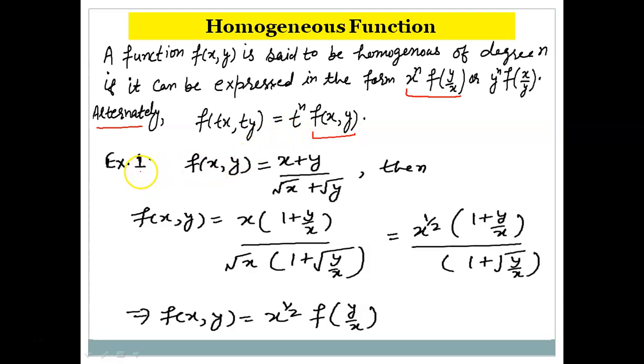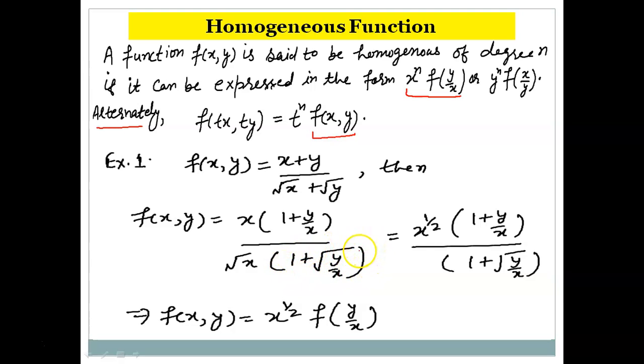So let us see one example here. Let f of x, y be equal to x plus y divided by under root x plus under root y. Then you can write it as, taking x common from the numerator, the numerator will become 1 plus y by x. Similarly, when we take the under root of x outside in the denominator, we are left with this type of expression.